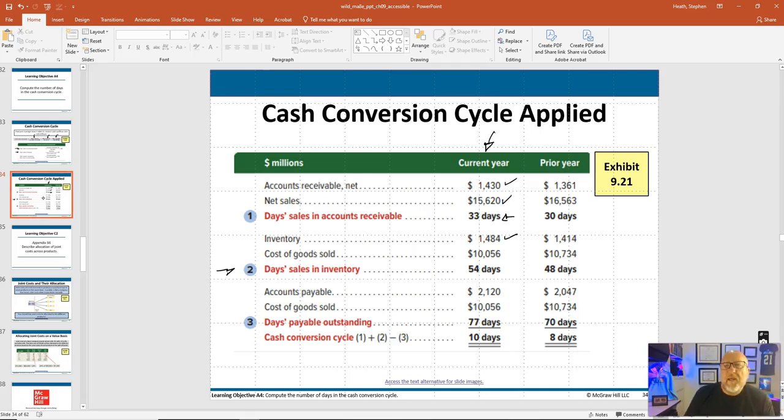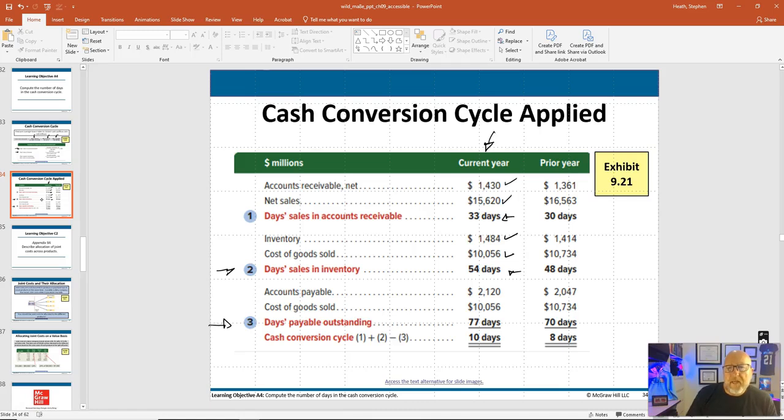Again, our inventory assumption is 1,484. Cost of goods sold, 10,056. Inventory divided by cost of goods sold times 365 days gives us 54 days. So we're saying the minute inventory lands on our shelf, it generally takes about 87 days for us to turn that into cash. Okay? And then let's do accounts payable divided by cost of goods sold times 365.